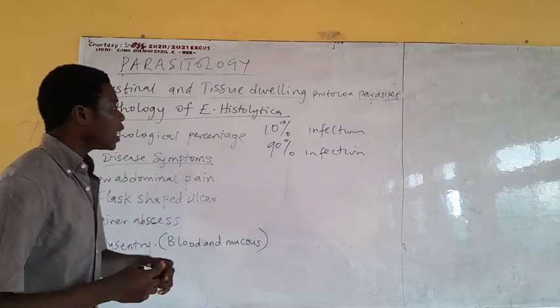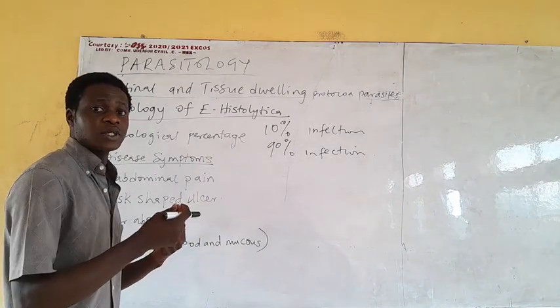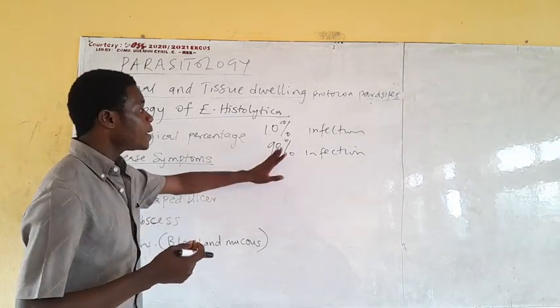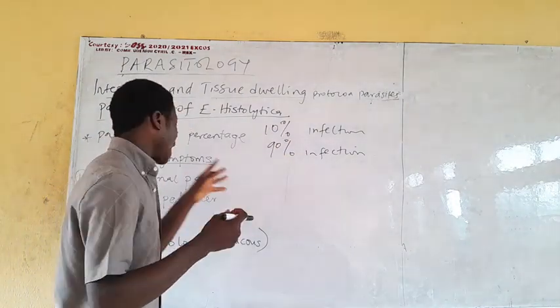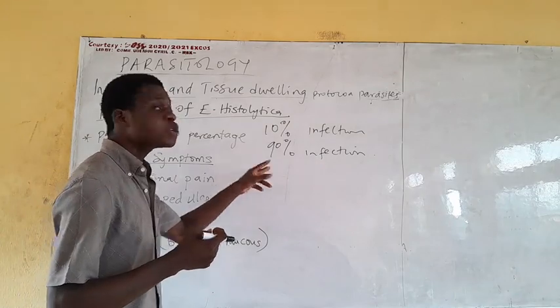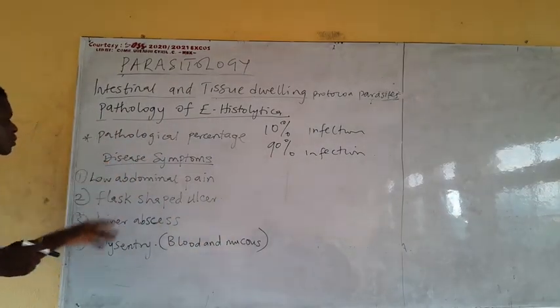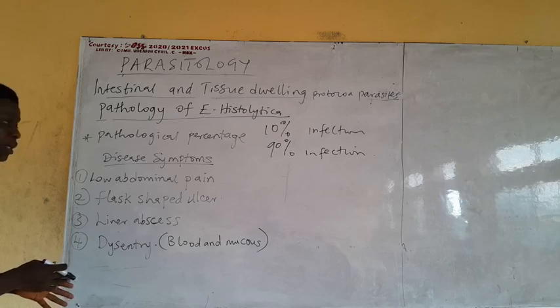Let me explain. Whenever one is infected with Entamoeba histolytica, the disease known as amoebiasis, only 10% of people infected show symptoms of amoebiasis, while 90% show no clinical symptoms. Then, coming to the disease symptoms of amoebiasis, caused by infection with Entamoeba histolytica, which we are studying now.